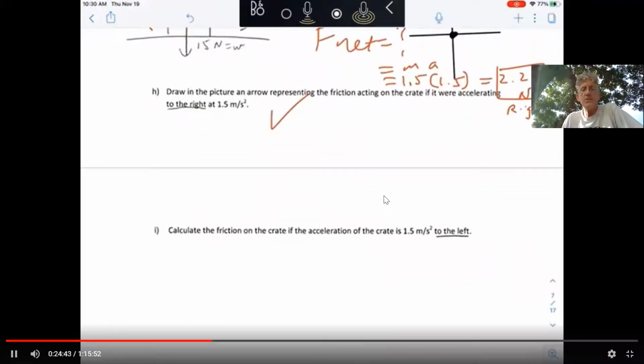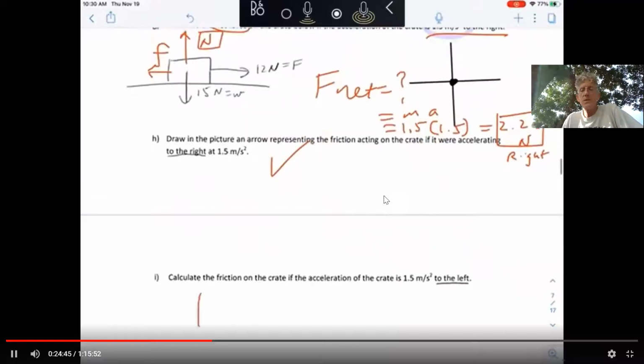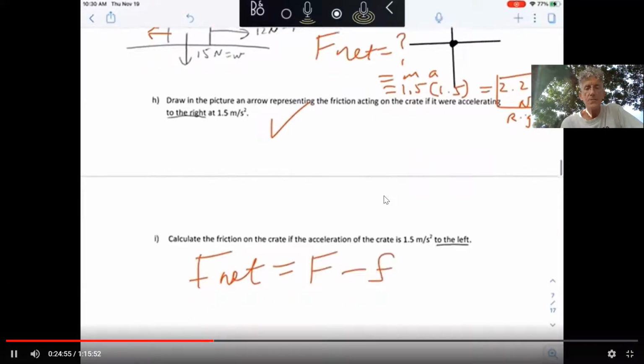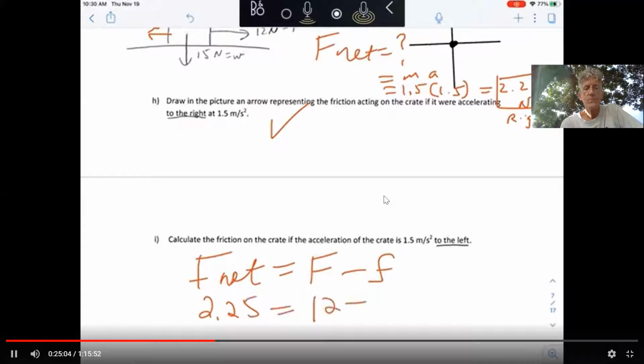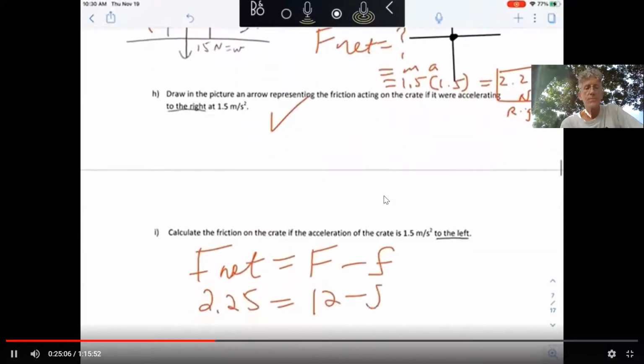Calculate the friction on the crate if the acceleration of the crate is 1.5 meters per second squared to the left. Okay, so that means the friction, the arrow to the left, has to be bigger than the arrow to the right. So that's what I'm writing, the friction of 12 newtons. What? Okay, I think I made an error here. I'm gonna clean it up.